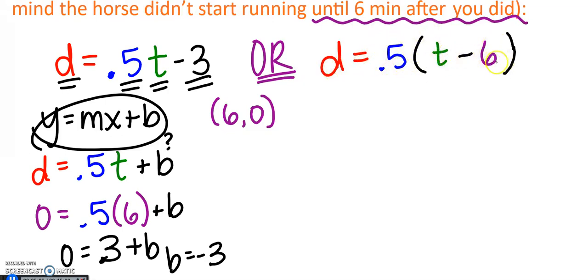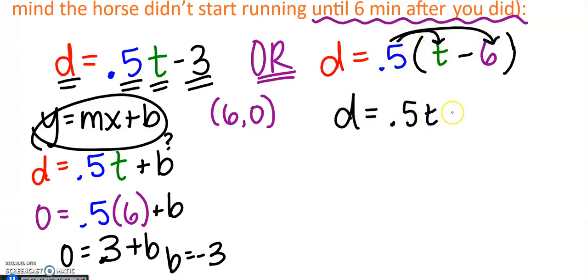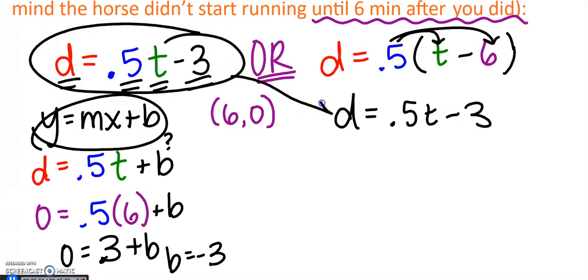The other way to think about it is looking at your distance is equal to your rate times your time minus 6 minutes. Because whatever time we start with, we have to subtract 6 minutes from it because it takes us 6 minutes to saddle the horse to get going. So you can think about this as reducing your time by 6 minutes when you start. And if you notice, when you clean up this equation, you get the distance equals 0.5t minus 3, which is the same equation right here.